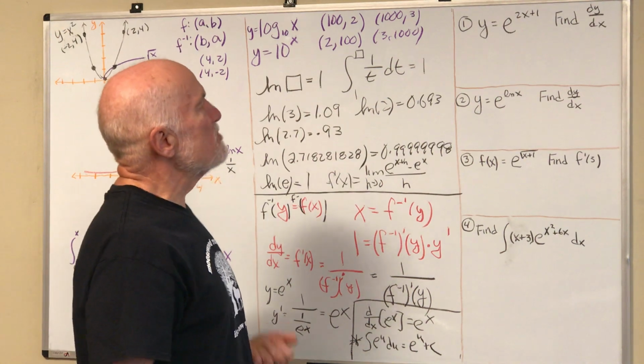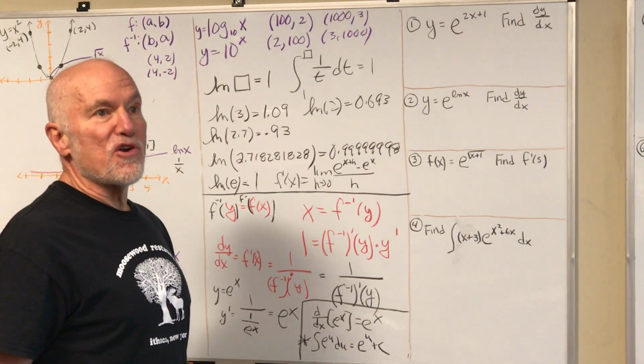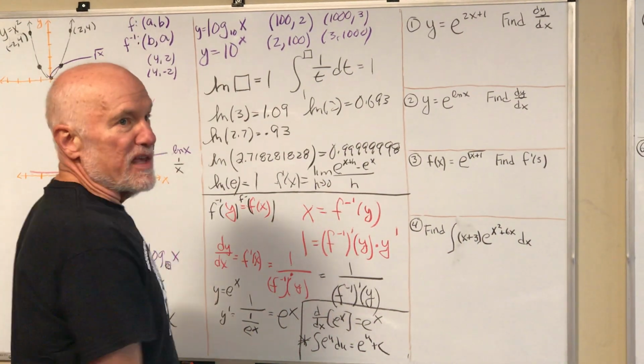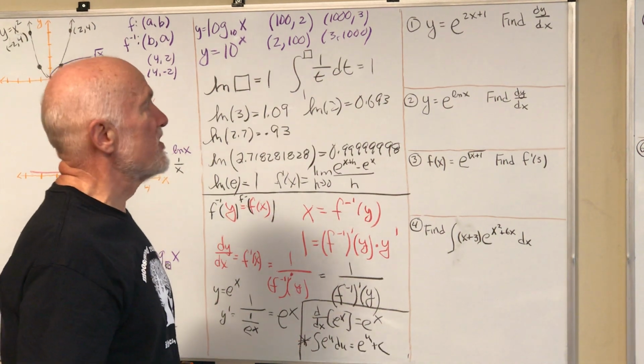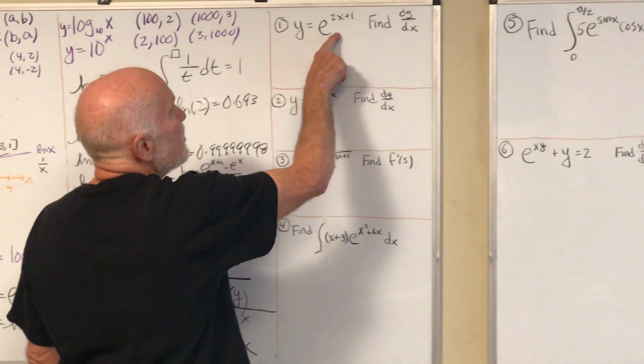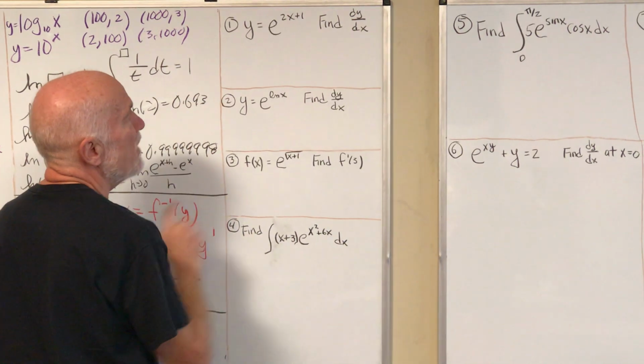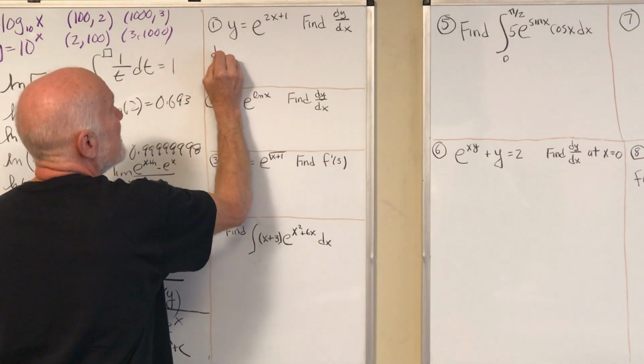So let's try to do some problems. These will actually be easier than all this theory that shows why it works. Say we have y equals e to the 2x plus 1. Find dy dx.